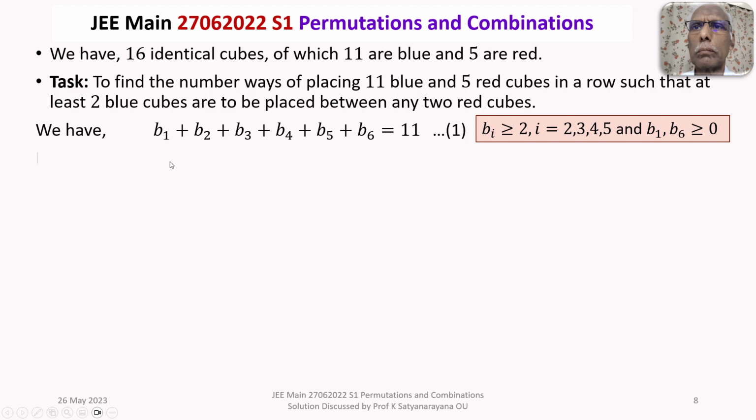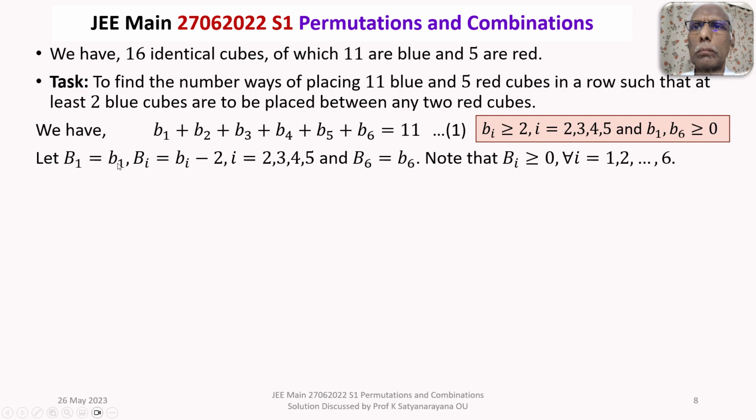Now, let capital Bi be equal to small bi minus 2, for i equal to 2, 3, 4, 5. Capital B1 is the same as small b1, and capital B6 is the same as small b6. Now, small bi for i equal to 2, 3, 4, 5 is greater than or equal to 2. Therefore, bi minus 2, that is capital Bi, is greater than or equal to 0. And anyway, small b1 and small b6 are greater than or equal to 0. Therefore, capital B1 and capital B6 are greater than or equal to 0.